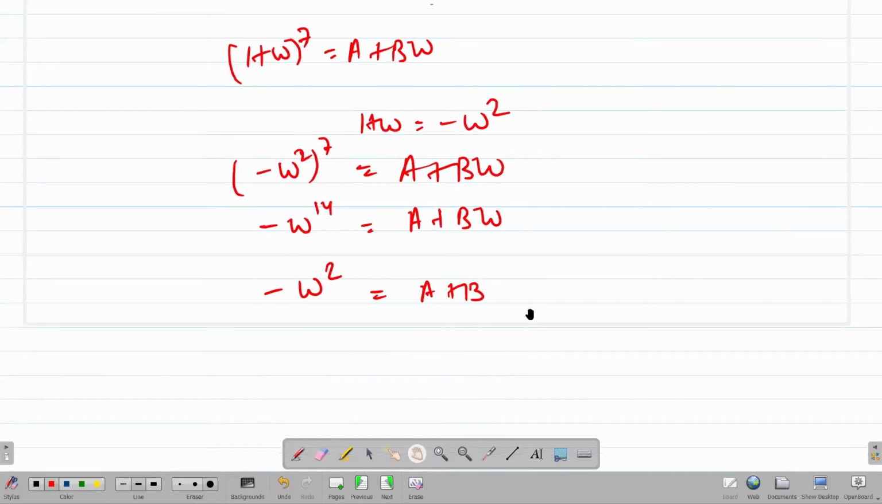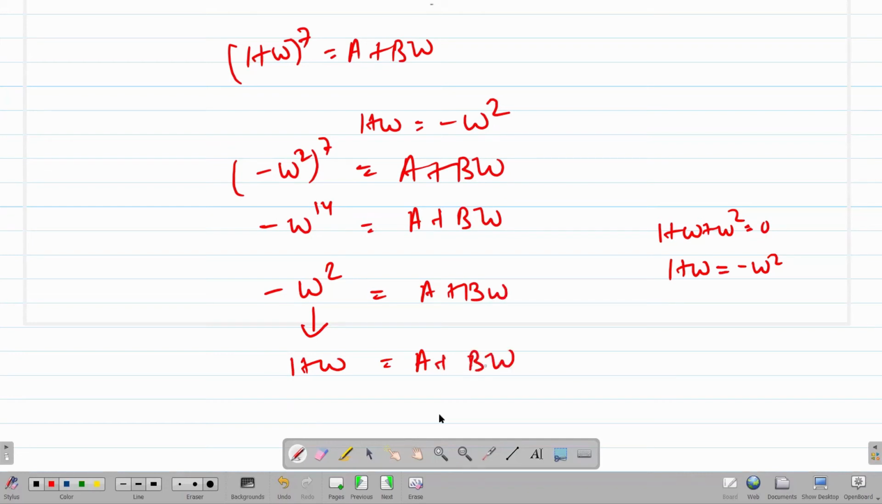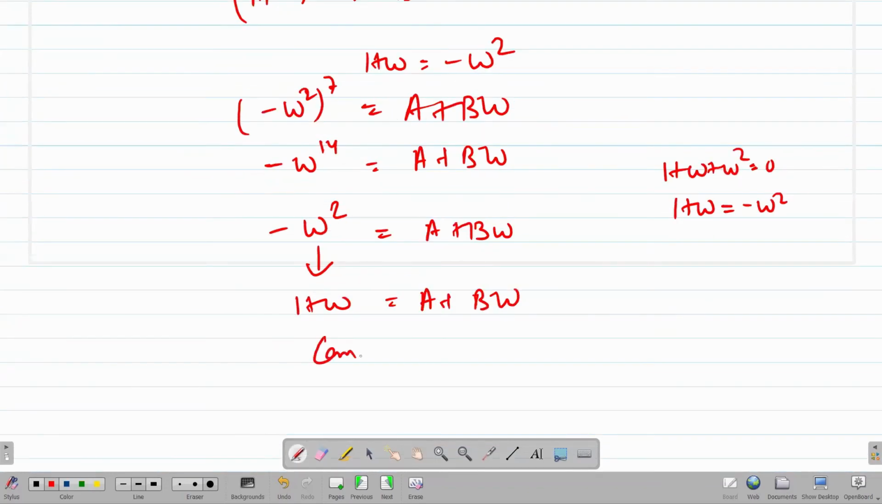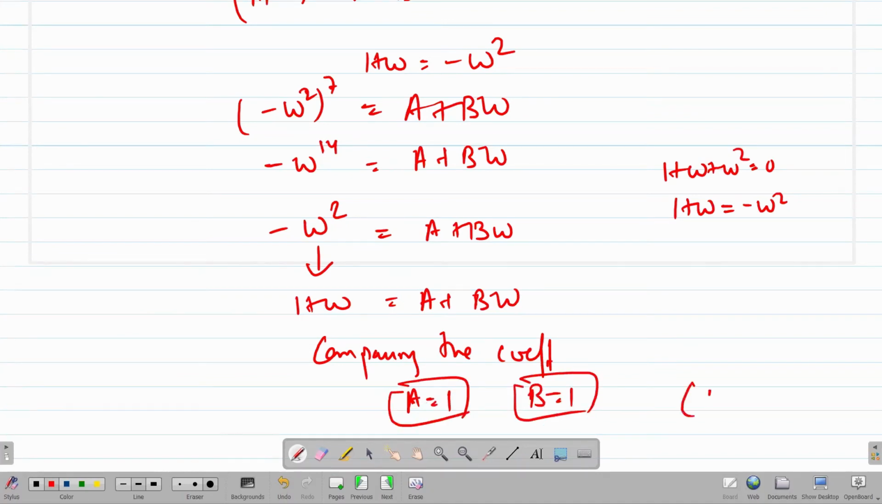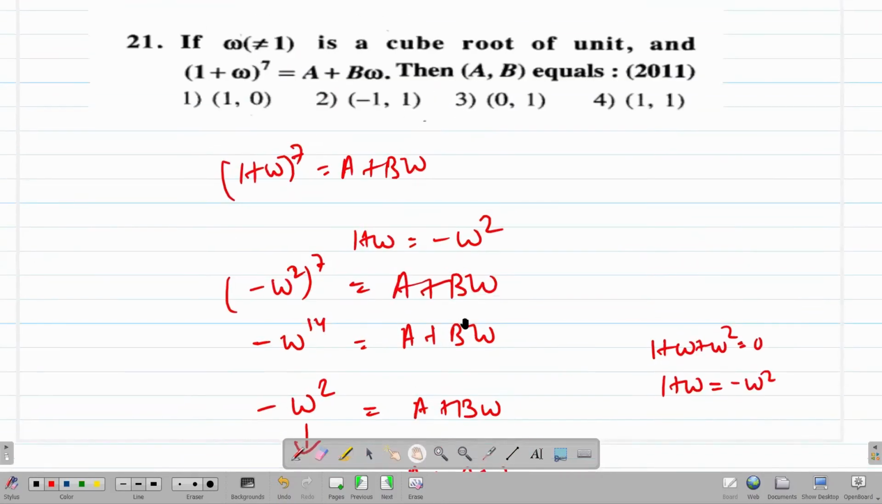and as we know that 1 plus omega is minus omega square because the sum of the cube roots of unity is 0. So we can replace this minus omega square by 1 plus omega, and on comparing the coefficients, we get a is equal to 1 and b is equal to 1. So my ordered pair is 1 comma 1. So my correct option is the fourth option, that is 1 1.